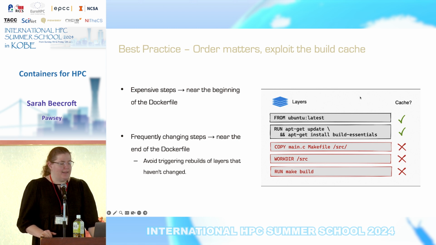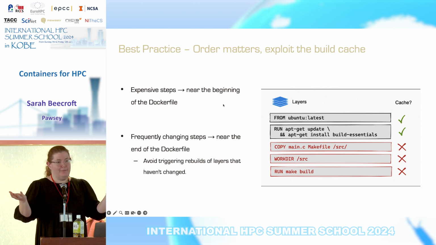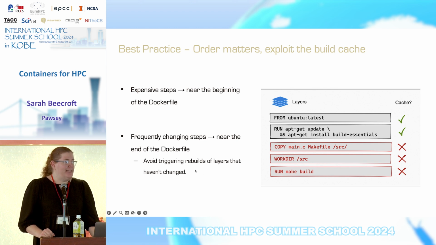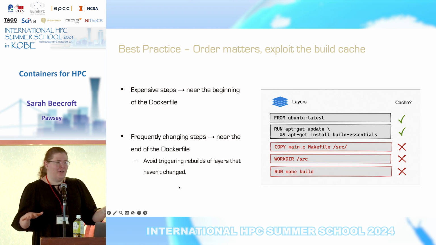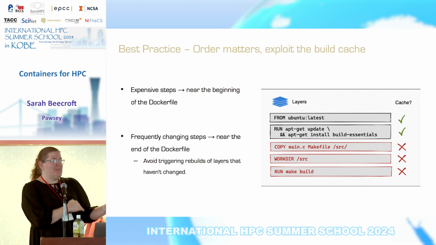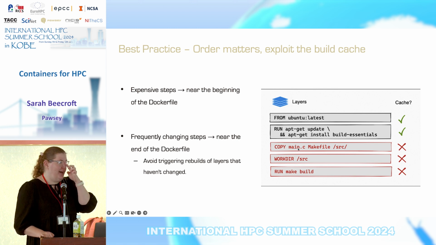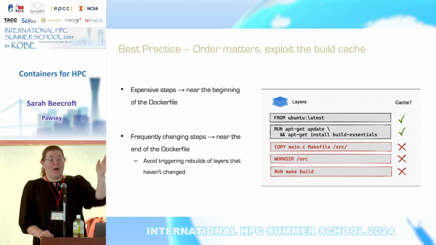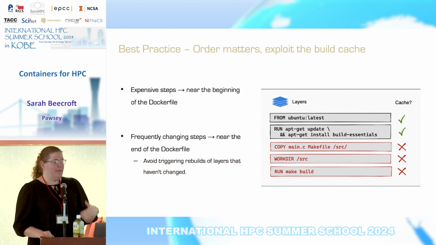So put the most expensive steps at the top, because if they're not likely to be changing very often, you just want to pull them from the cache. If you have things that are frequently changing, like, does this version of Python work? Does this version of ROCm work? Put those more towards the end, because then the top layers will just be pulled from the cache, and only the bottom layers need to be changed. And so that saves you a lot of time. Even if you just update an environment variable near the top, everything afterwards needs to be rebuilt, and so it can be annoying. So keep that in mind.